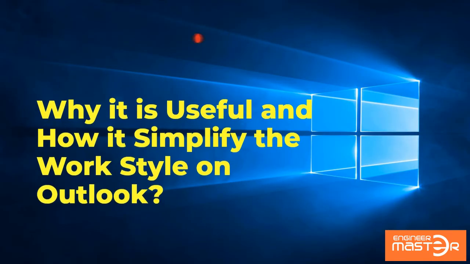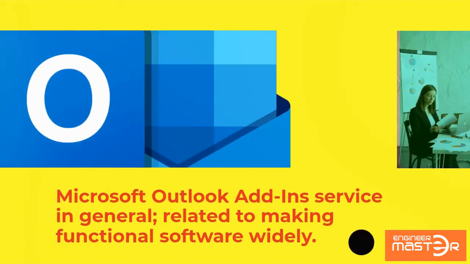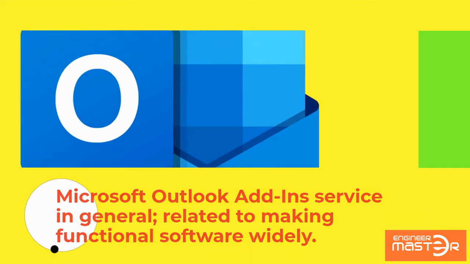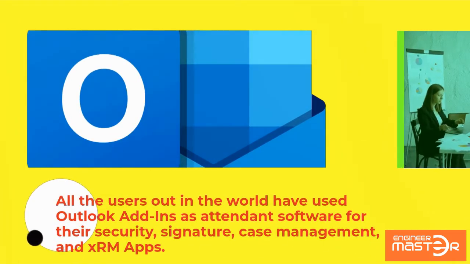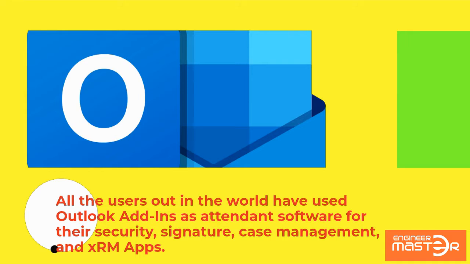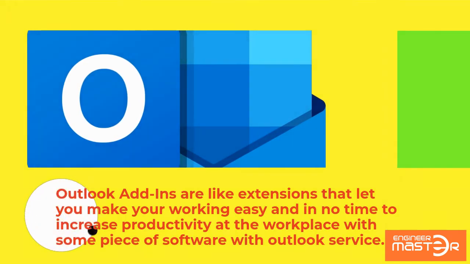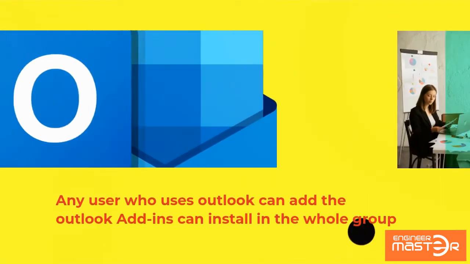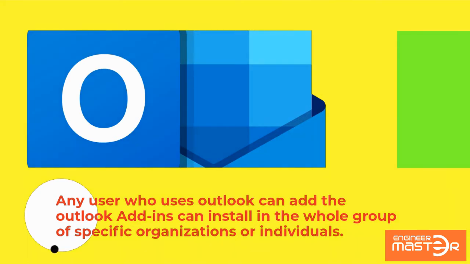Why it is useful and how it simplifies the work style on Outlook. Microsoft Outlook add-ins service, in general, is related to making functional software widely. All the users out in the world have used Outlook add-ins as attendant software for their security, signature, case management, and XRM apps. Outlook add-ins are like extensions that let you make your working easy and in no time to increase productivity at the workplace with some piece of software with Outlook service. Any user who uses Outlook can install the Outlook add-ins in the whole group of specific organizations or individuals.